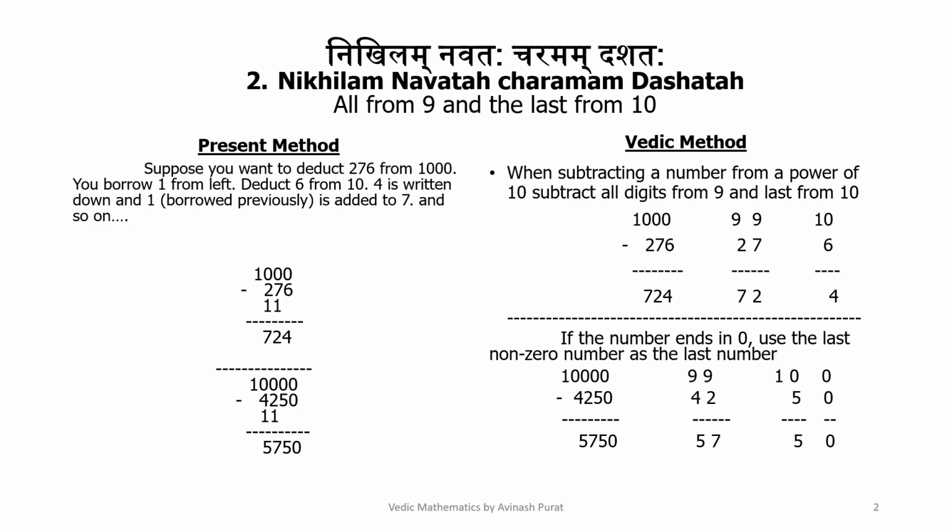Again 1 is taken to the left. 4 plus 1 is 5. 10 minus 5 is 5. So the answer is 5750. This is the present method.